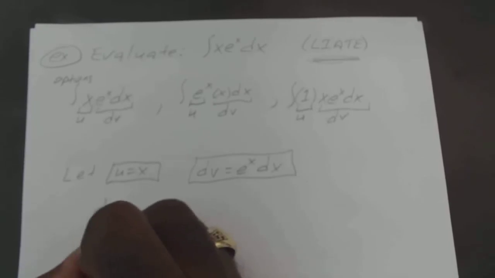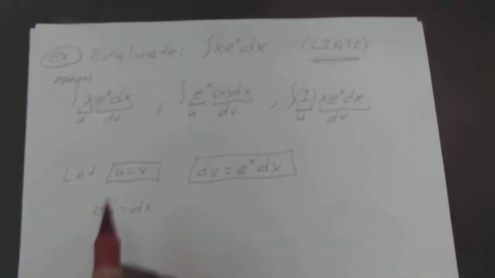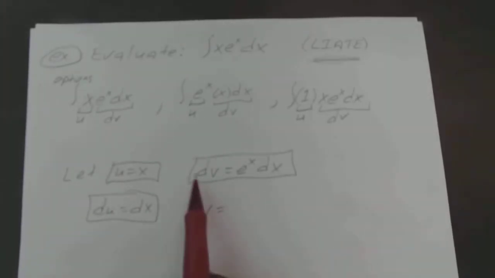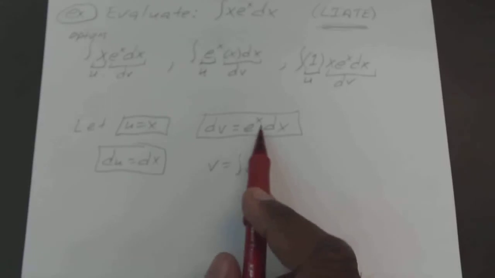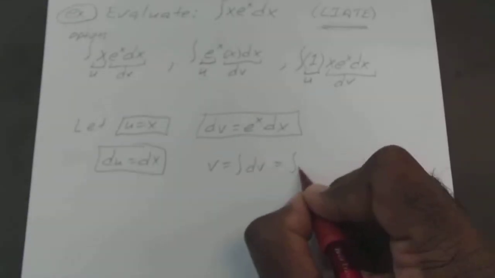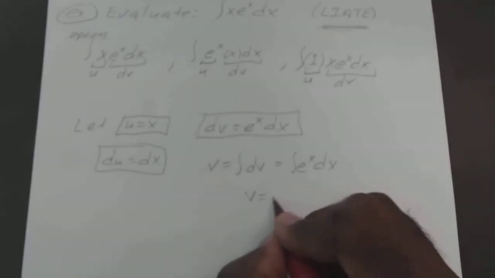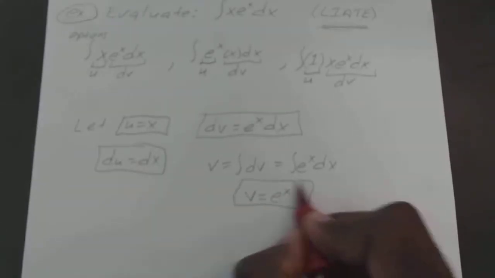So du is equal to dx. You just differentiate both sides. And our v is actually just the integral of dv, which is the integral of e to the x dx. The integral of e to the x dx is just e to the x. Do you want the plus c with that or no? Nope, you don't have to put the plus c in yet. We actually add that at the very end.